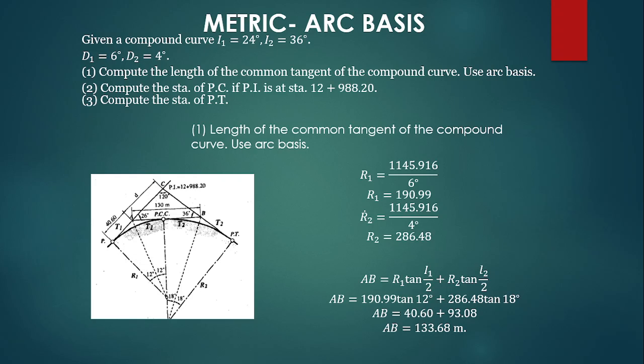So AB is equals to 190.99 tangent 12 degrees. Bakit 12? Kasi ang I1 natin ay 24 divided by 2, 12. Plus 286.48 tangent 18. 36 divided by 2 is 18 po. So AB is equals to 40.60 plus 93.08. So ang value ng AB is equals to 133.68 meters.